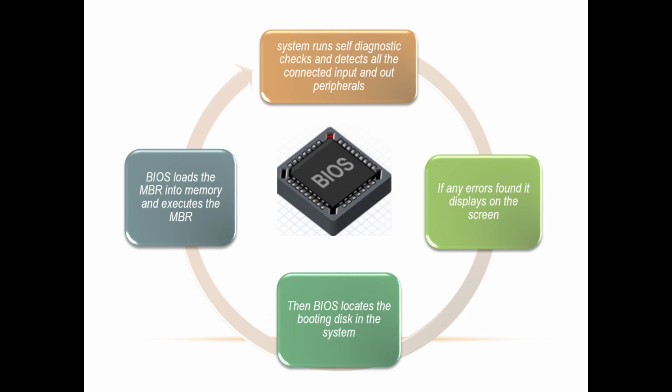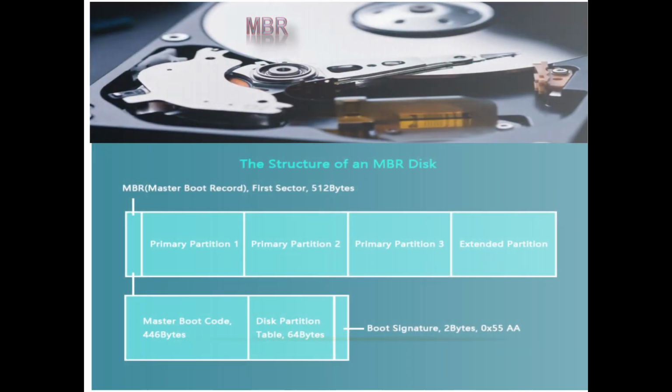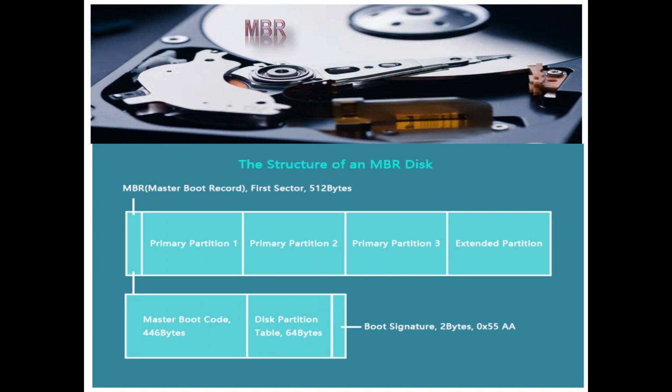MBR stands for Master Boot Record. It is located in the first sector of the bootable disk. The size of the MBR is 512 bytes and it contains 3 components. The first component has the primary bootloader information and its size is 446 bytes. The second component has the partition table information and its size is 64 bytes. The third component is for the MBR validation check and its size is 2 bytes. Its main purpose is to check whether the MBR is valid or not.